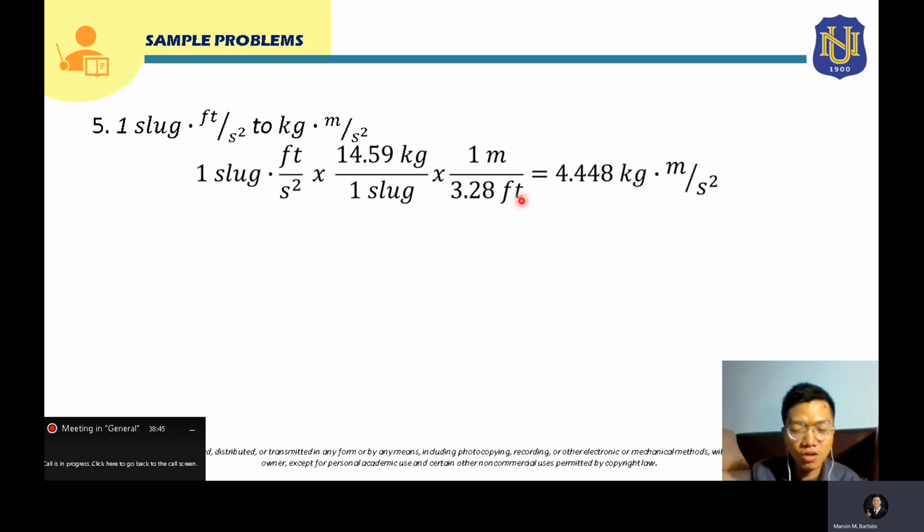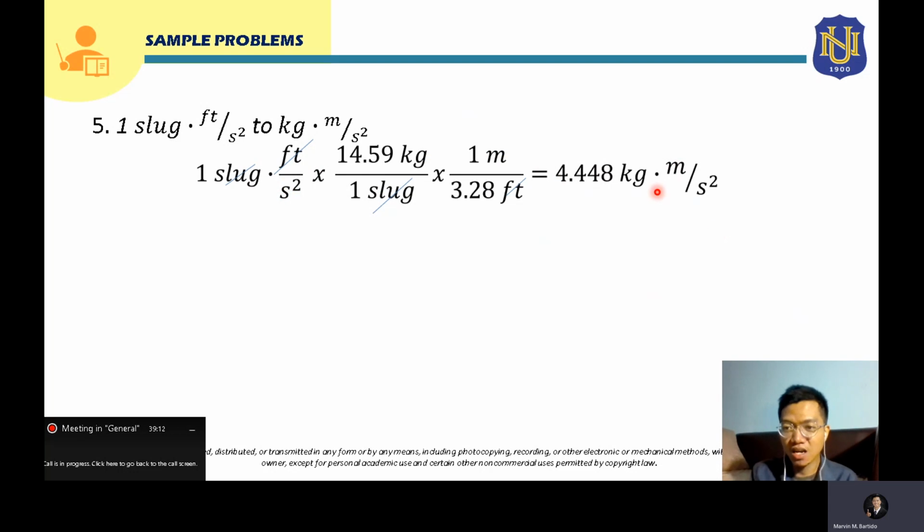So it's already okay, no? Since we converted already slug to kilogram and feet to meter, second squared will be the same. Okay, will just be the same. So computing this, slug will be cancelled, feet will be cancelled. So what will remain is kilogram meter per second squared. So this is 4.448 kilogram times meter per second squared.